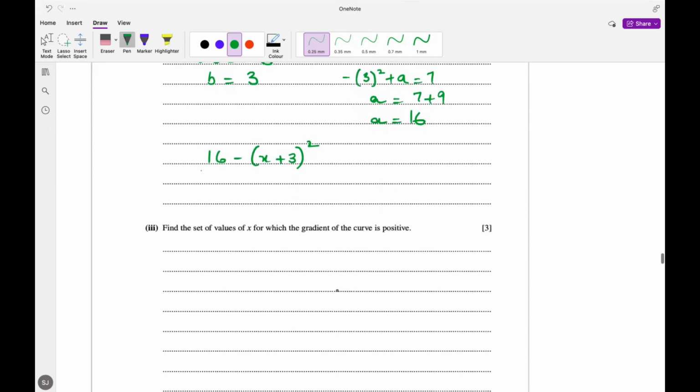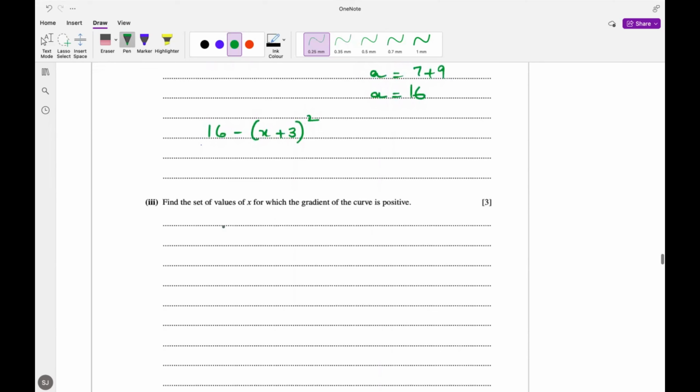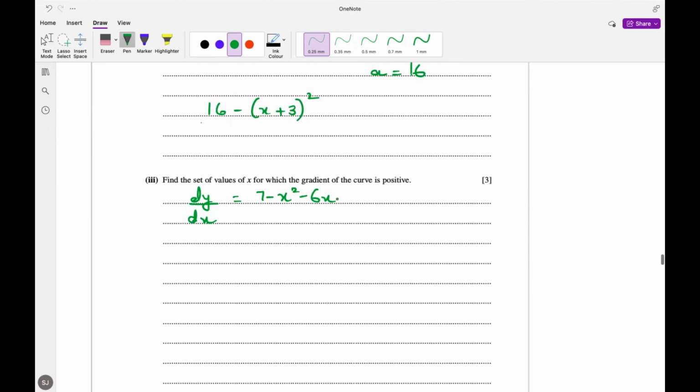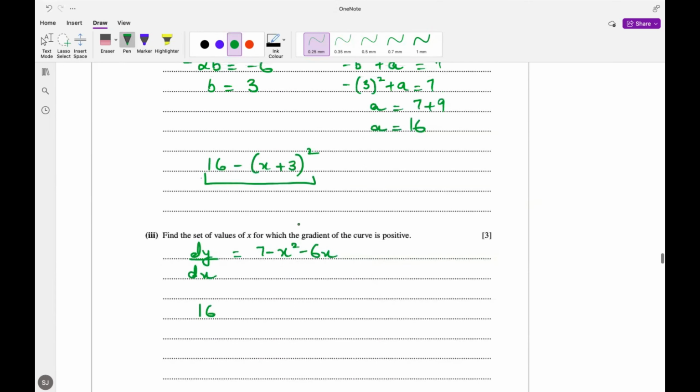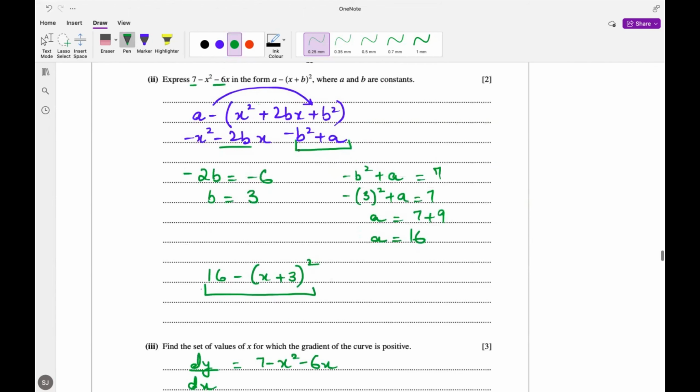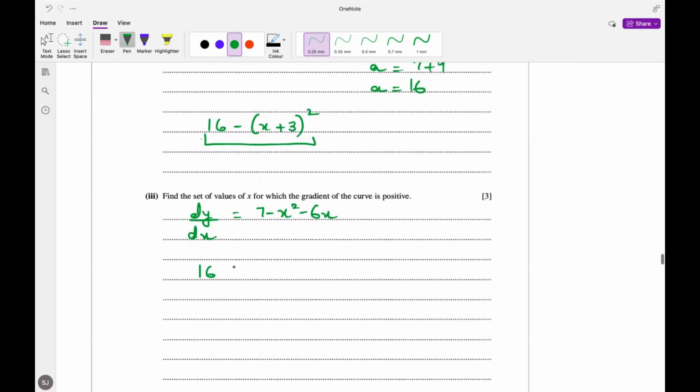Now in the next part, we have to find the set of values of x for which the gradient of the curve is positive. So we know that dy/dx was 7 minus x squared minus 6x. As we had already converted it to this form, 16 minus (x plus 3) whole squared, we can use this form to find the values of x. Normally, what students need to understand is that if they have asked you to convert an expression into a particular form, they will be asking you to use that form in a different way in one of the parts.